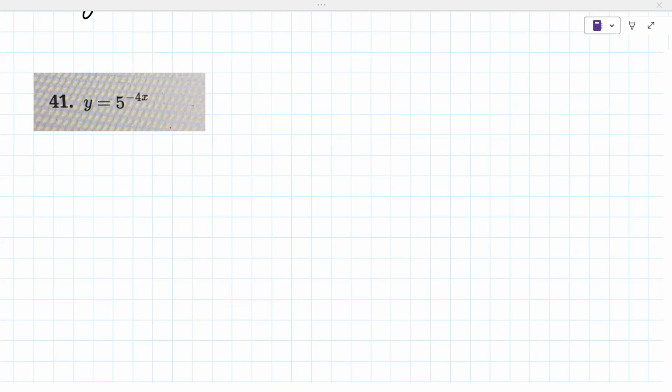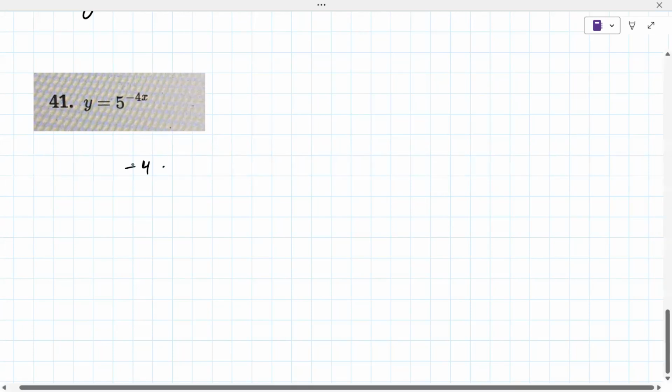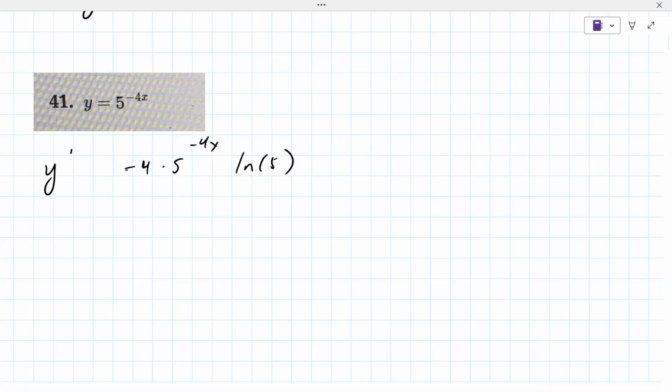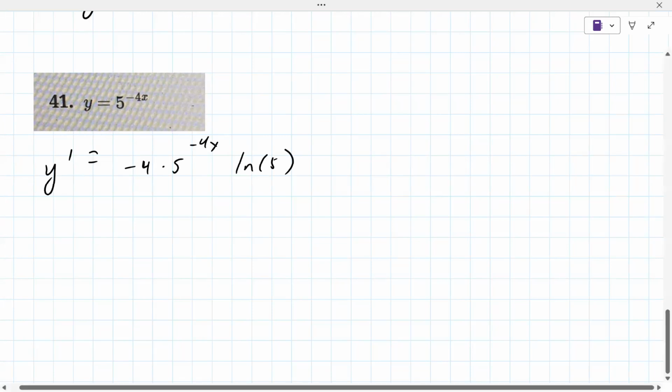-4 times 5 to the -4x, natural log of 5. Good. Yeah, that is correct. That's the full derivative there. So that's good. It's good that you can do that and have a good idea of how to work that out. All right. Wow. Okay.